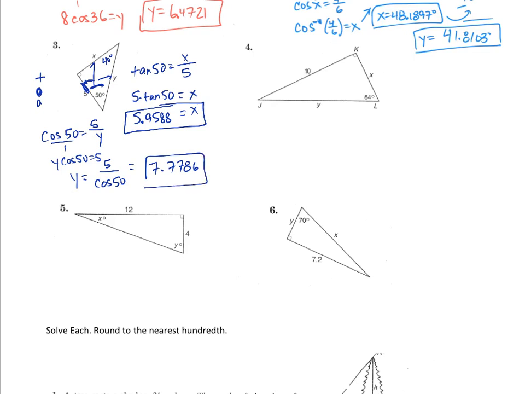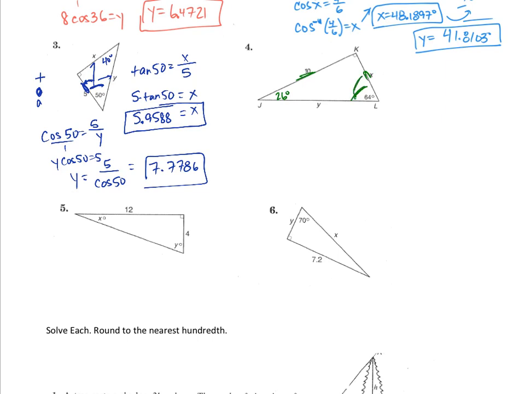Okay, moving on to number 4 now. So let's take a look at this. I've got my angle, 64 degrees right there. I could solve for the other one if I wanted to, if I'm filling out the whole triangle, finishing it out. So that would be 90 minus the 64, which is 26. And this piece is 10. There's x, there's y. So let's go ahead and start with this x.